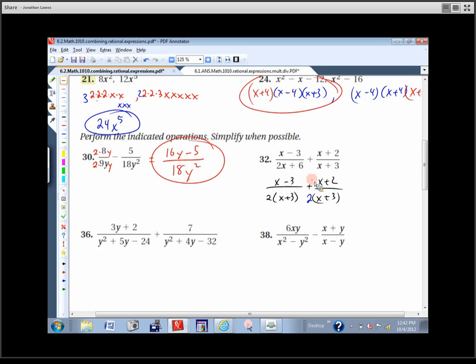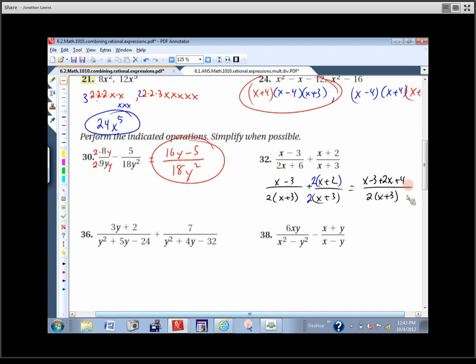Now watch please. Another common mistake. Should I leave it like this? No, it's 2 times the entire top. So our denominator is going to be 2 and x plus 3. And our numerator, we get an x minus 3 plus a 2x plus a 4.